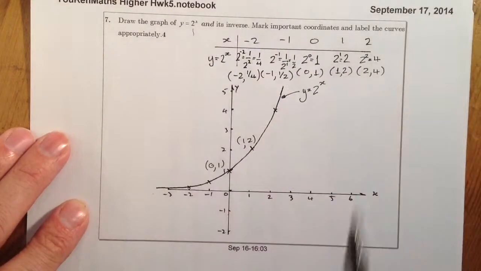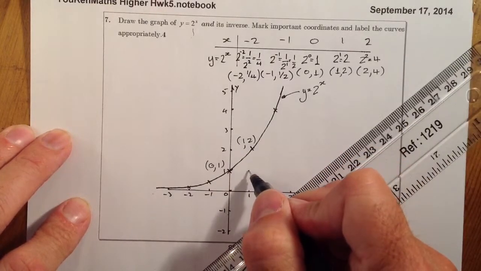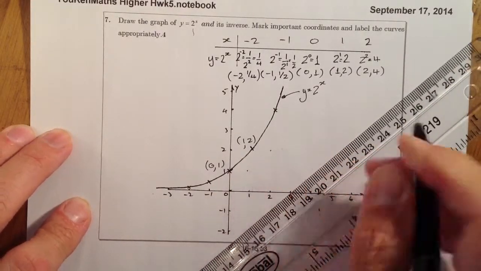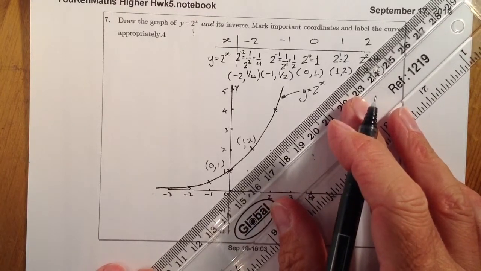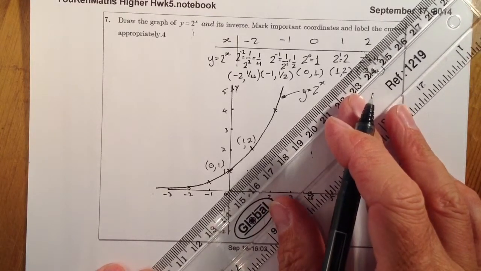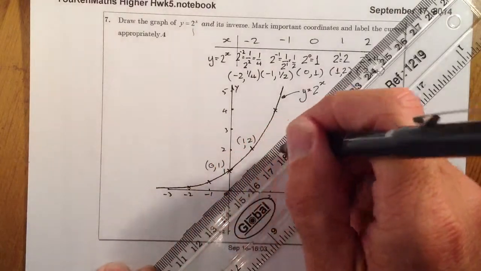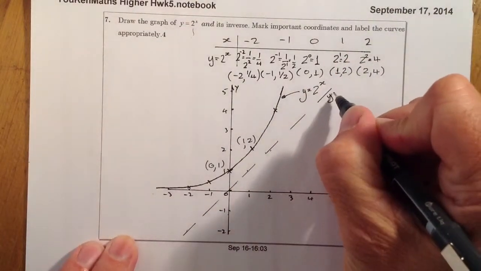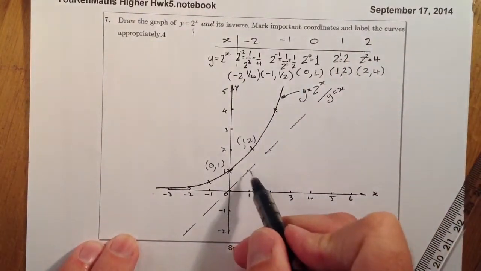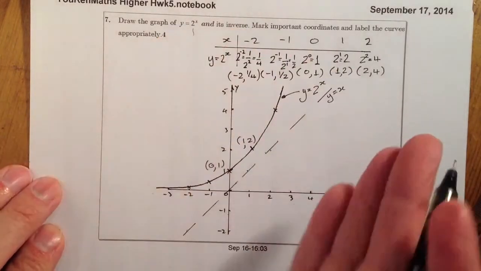I'm going to now draw its inverse. And remember, the inverse of a graph will just be a reflection, if I can draw it from here, just trying to get this correct. So it's going to be a reflection on the line, which is that dotted line there, which is y equals x. So 1, 1, 2, 2, 3, 3, 4, 4, and so on, okay? And it's a reflection over that.